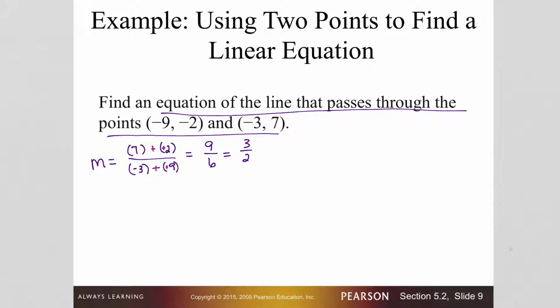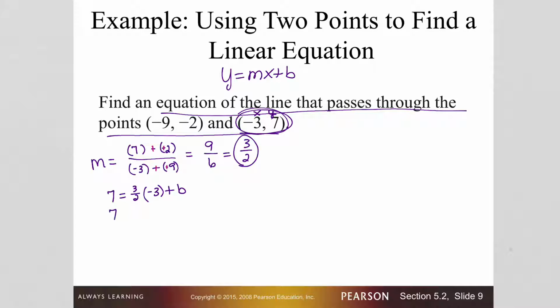There's my slope. Now, you get to pick your favorite point. I don't care which one you pick. I'm going to start with this one. I always go for the one that has the fewest amount of negatives if possible. So I'm going to let this be my x, and this be my y, and this is going to be my m. And I'm going to solve for b. So I've got 7. Don't forget I'm using y equals mx plus b. So 7 is equal to, my m is 3/2. My x in that point is negative 3.